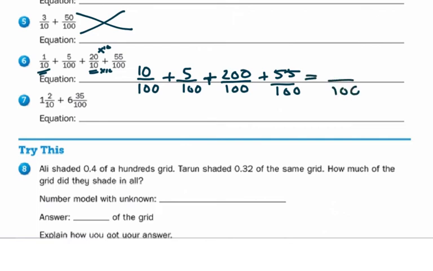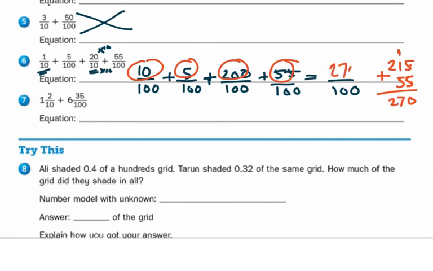Now, my denominator stays 100. So I have hundredths. Now I just need to add together all four numerators. Well, I could do 10 plus 5 is 15. Add that to 200. That'd be 215. And then go ahead and add the 55. 5 plus 5 is 0. Carry your 1. 1 plus 1 is 2. Plus 5 is 7. 270 hundredths. And again, that is an improper fraction where the numerator is larger than the denominator. If you wanted to, you could change that. It equals 2 whole plus 70 hundredths more.